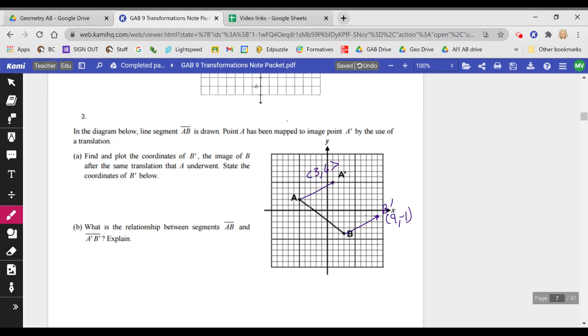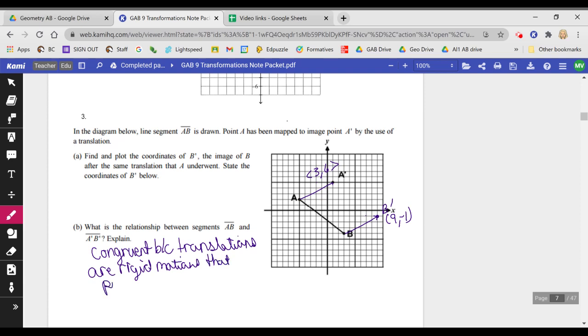What is the relationship between AB and A prime B prime? They are congruent because translations are rigid motions that preserve distance. Preserve means keep.